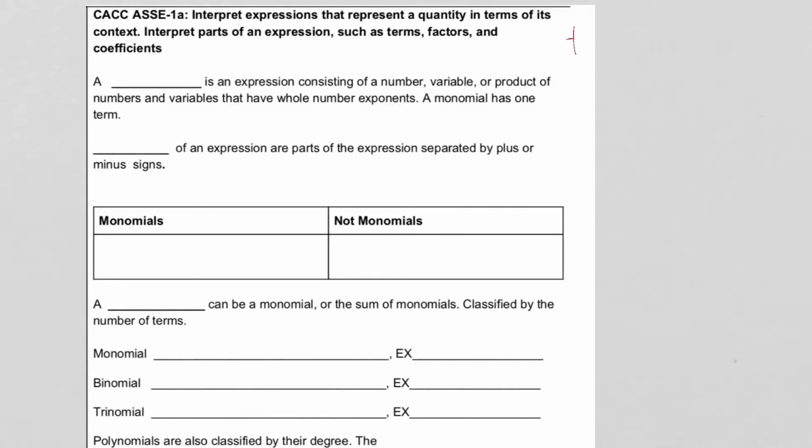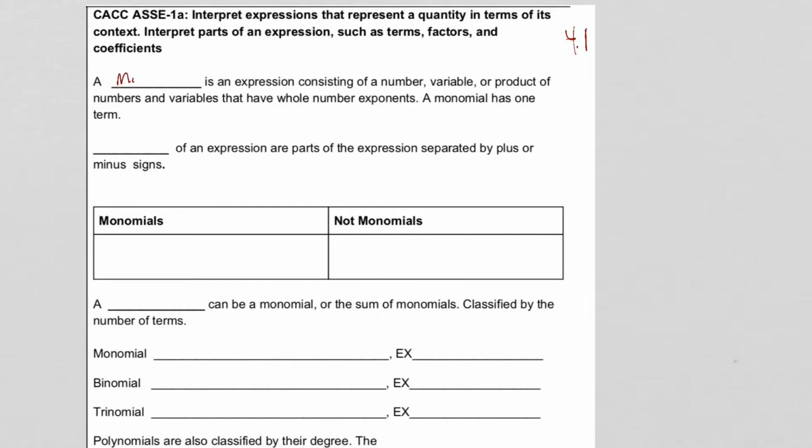Section 4.1 of the guided notes. We are going to be adding and subtracting polynomials in chapter 4, and eventually this is going to lead us into further work with polynomials, but we have to be able to add and subtract them first.